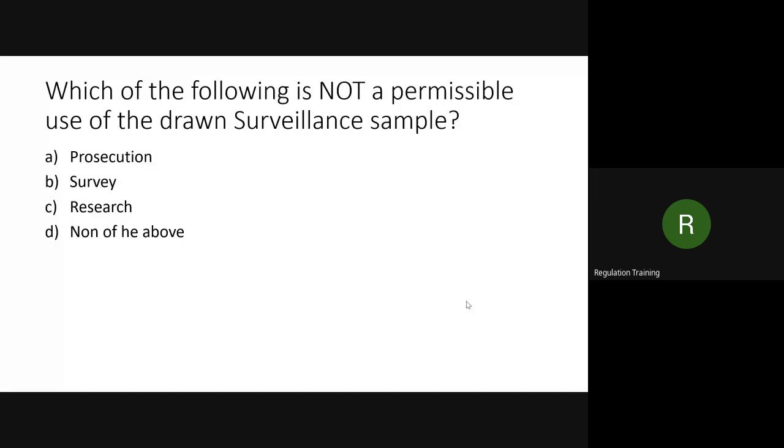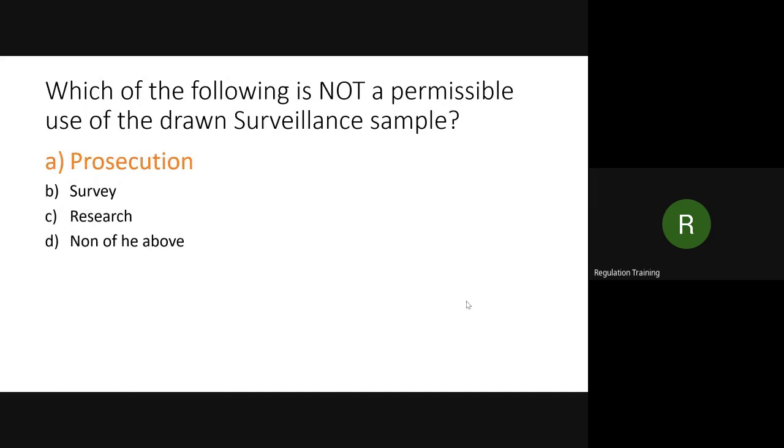Okay. Very good. So prosecution is not allowed. A surveillance sample is taken for survey purposes, research purposes, for monitoring purposes, but prosecution cannot be started. So instead of prosecution, what can you do? Suppose a sample has failed. If samples failed, of course you cannot prosecute them. But instead of prosecution, what action can you take? Please write on the WhatsApp group.